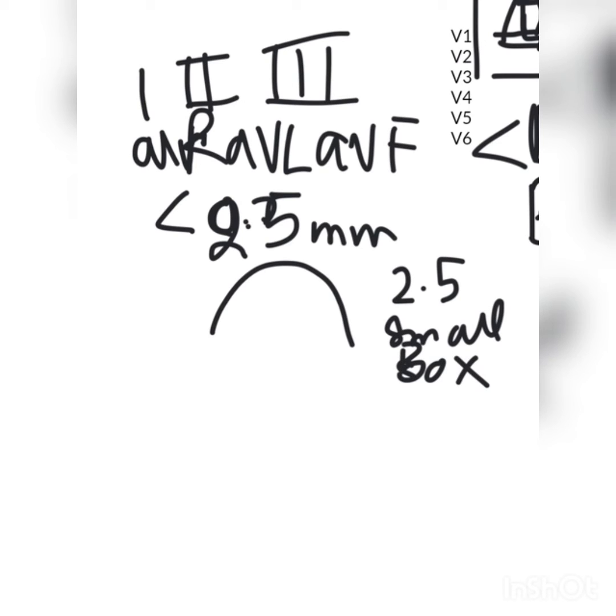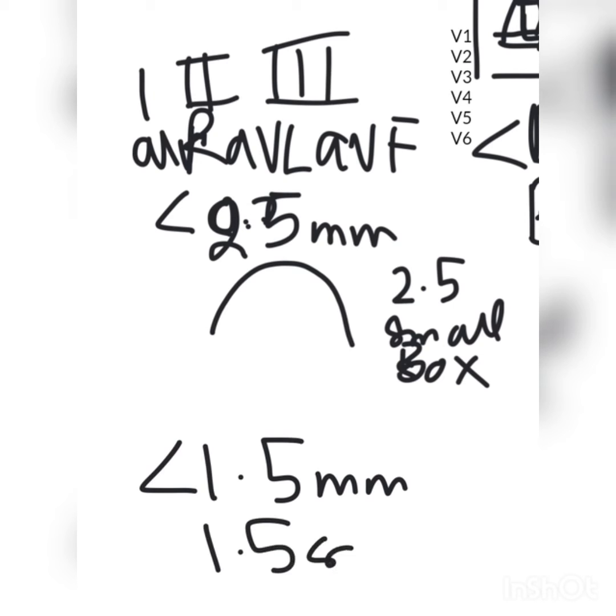This was about limb leads. The duration was actually 3 small boxes, but now the amplitude should be less than 2.5 small boxes in limb leads and less than 1.5 mm, or less than 1.5 small boxes, in precordial leads.